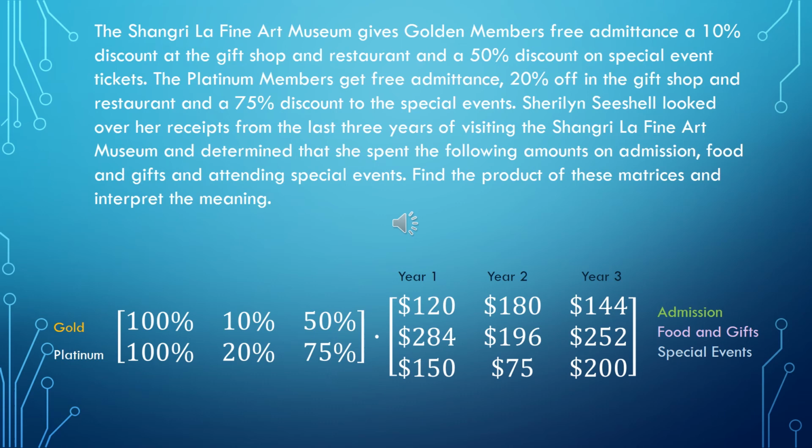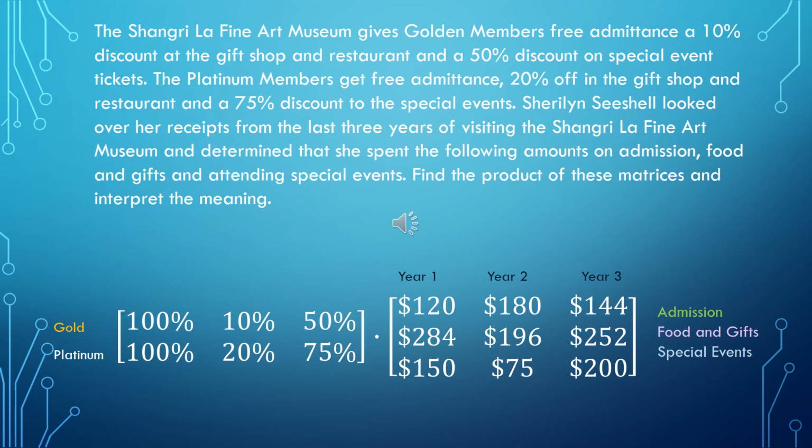We're going to find the product and interpret the meaning. So notice if you have a gold membership, you get a 100% discount on admittance because it's free. You get a 10% discount in the gift shop and the restaurant. You get a 50% discount on the special events. If you have a platinum membership, you get a 100% discount on the admittance because it's free, a 20% discount in the gift shop and the restaurant, and a 75% discount on the special events.